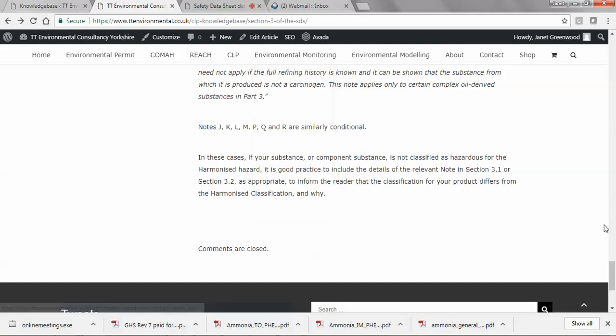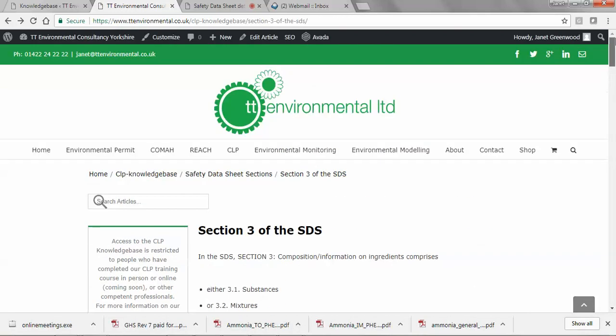So that's the end of section 3, which is quite long, but it has to be because, again, identifying the composition of what you're selling is an important part of product safety.